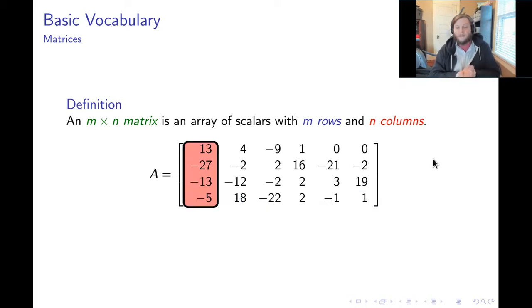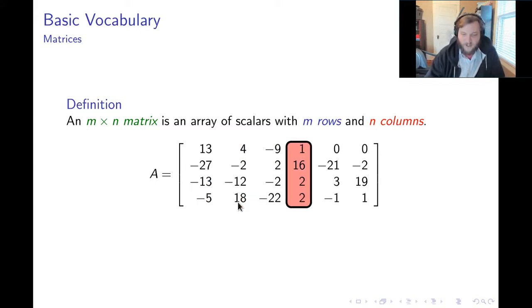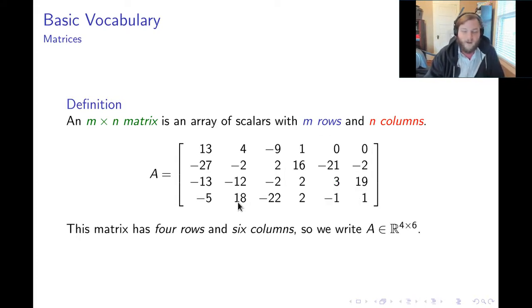But we also have columns here. The first column in this matrix is this first vertical list of numbers. The second column is this second vertical list of numbers, and so on and so forth. So all told, this matrix has 4 rows, 1, 2, 3, 4, and 6 columns, 1, 2, 3, 4, 5, 6. So the way we would communicate this is we would write A belongs to, with the fancy E symbol, R to the 4 by 6. In this notation, we aren't multiplying 4 and 6 together. We're using this to indicate the shape of the matrix, or the dimensions of the rows and the columns.